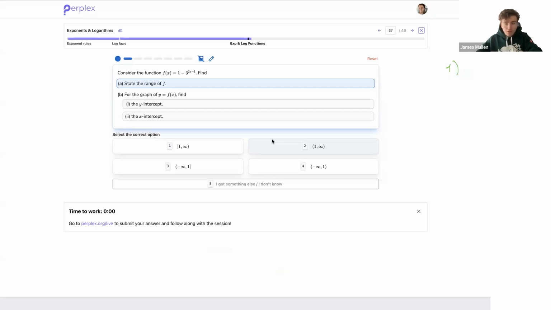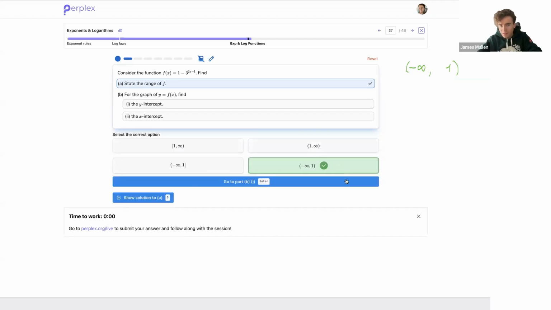All right? And there's also going to be no limit on how negative f of x can be, because I can just keep making x bigger, and that negative 3 to the power 2x minus 1 is going to keep getting more negative. So negative infinity is my lower bound. So I'm going to go from negative infinity to 1 is the answer.